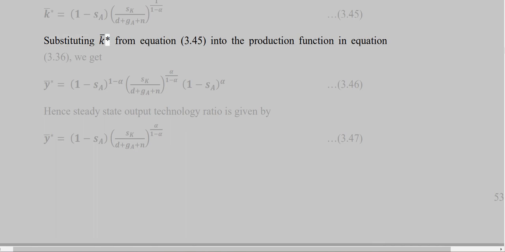3.45. Substituting asterisk from equation 3.45 into the production function in equation 3.36, we get asterisk operator equals minus minus 3.46. Hence, steady state output technology ratio is given by asterisk operator equals minus 3.47.